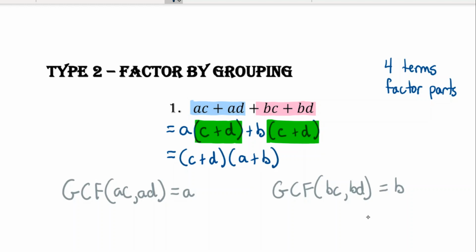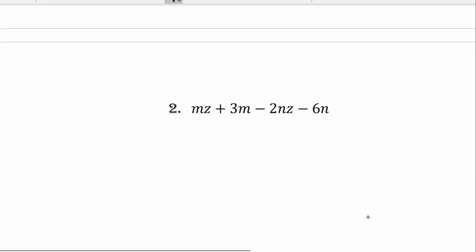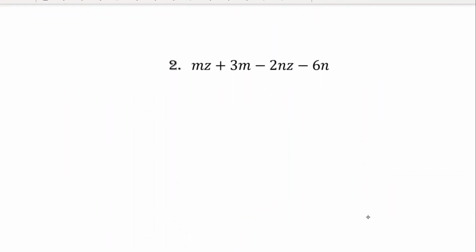Let's do one more. Here's another one. So once again, we notice there are 4 terms, so we're going to try out factoring by grouping here. Well, there isn't an M in everything. There isn't an N in everything. So we can't just GCF everything at once. So let's try to do the first 2 terms, and then think about factoring the second 2 terms.